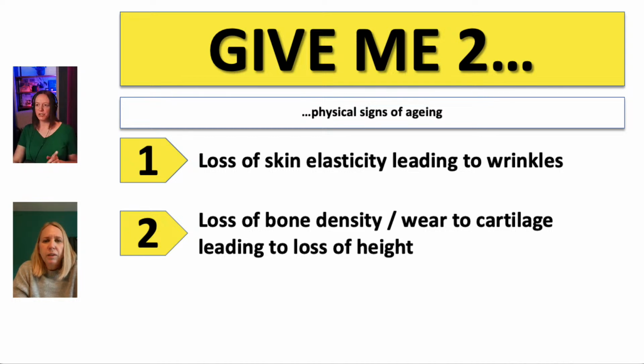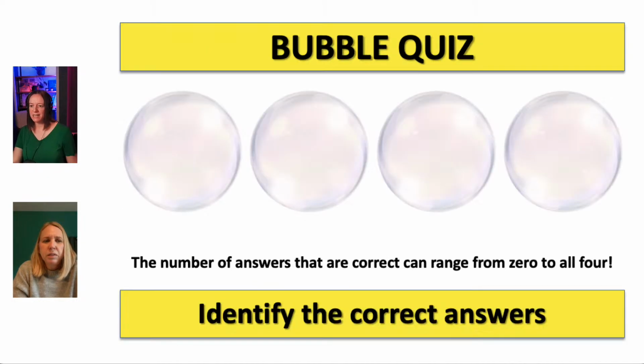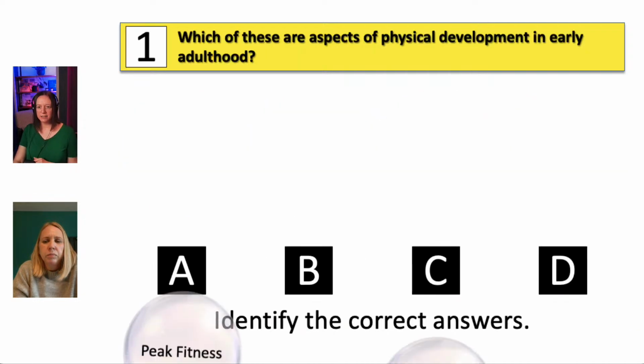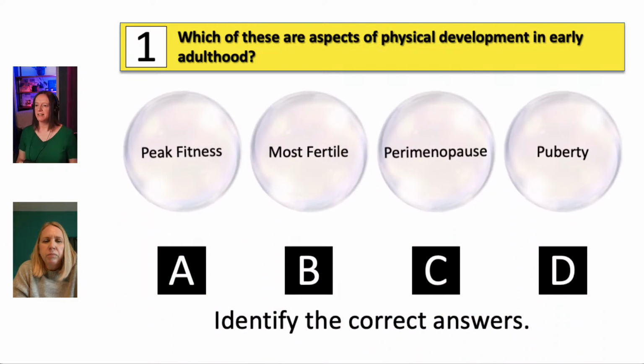Okay, so I'm aware we've just gone a little bit over time, so let's speed through our bubble quiz. It's like a multiple choice, but there could be more than one correct answer. So there could be no correct answers, there could be 1, 2, 3, or 4. So what you need to do is we'll show you the question, type in the chat the letters for the correct answers. So would you like to read them out, Lim?